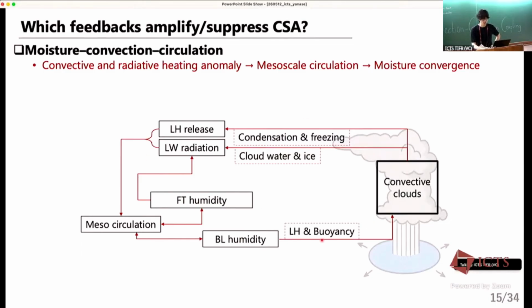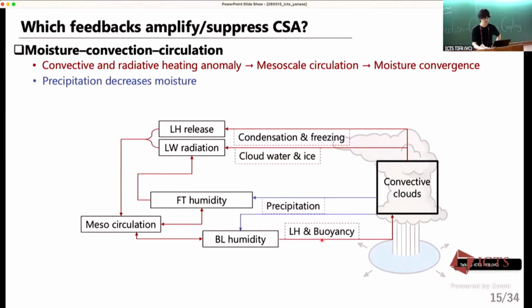But at the same time, we should care about negative feedback. If we have a convective cloud, it removes moisture from the atmosphere, so it acts as a negative feedback to moisture. So this is also an example showing we need to think not only about positive feedback, but also negative feedback.